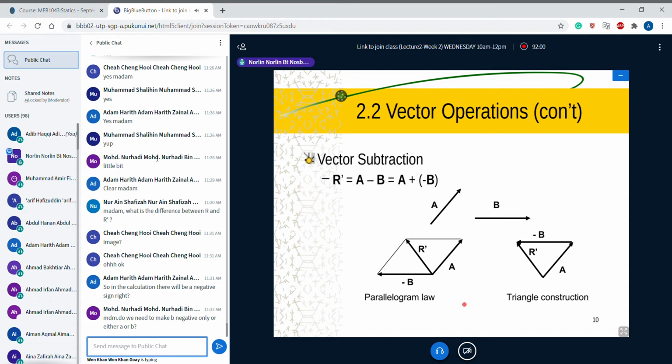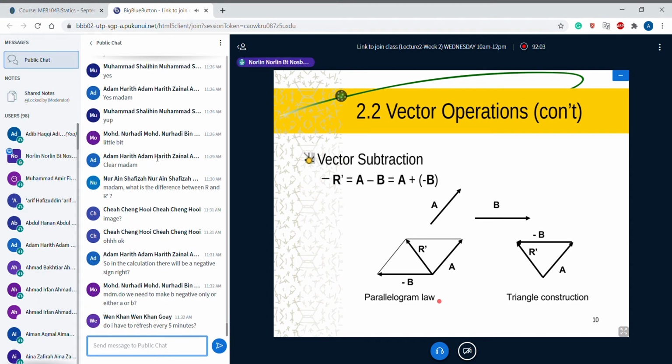Now let me continue. This one is a parallelogram shape, where you can draw it like this. The R prime is at the start of point A and B minus. And then for the triangle, you just move the B minus B on top so that you will get the triangle shape.